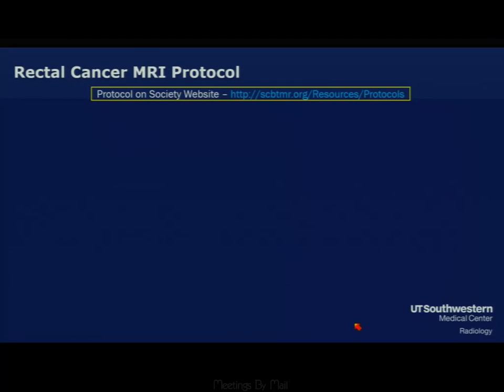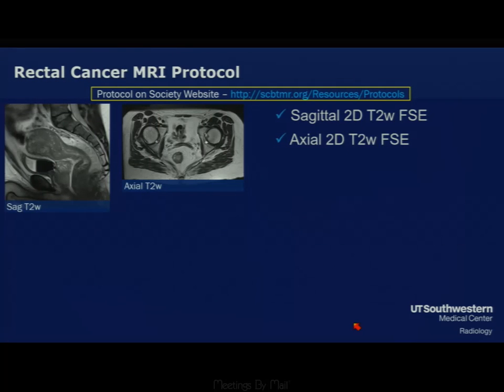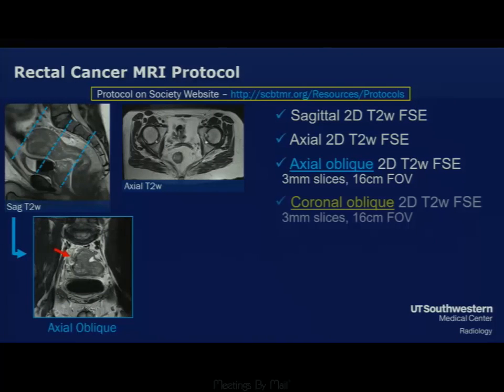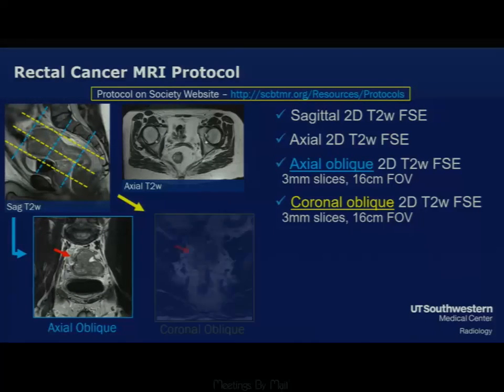So again, the rectal MRI protocol, it's very similar to the pre-radiation imaging protocol. We start with the sagittal and axial T2 weighted images. We identify the tumor here on the sagittal weighted images, and then we draw a cross-section through the tumor, which is the plane for the axial oblique imaging, like so. And then a plane that's parallel to the length of the tumor, that would be your coronal oblique plane.